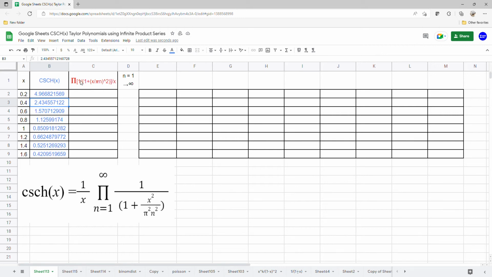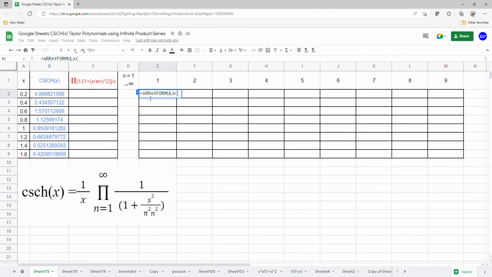is equal to the product of 1 over 1 plus x over pi n raised to the power 2 divided by x, where the value of n is from 1 to infinity. In this case, 9 is good enough. Now we calculate this portion, the array of this portion. So this is called the array formula.